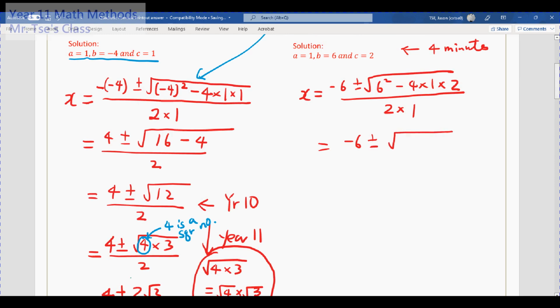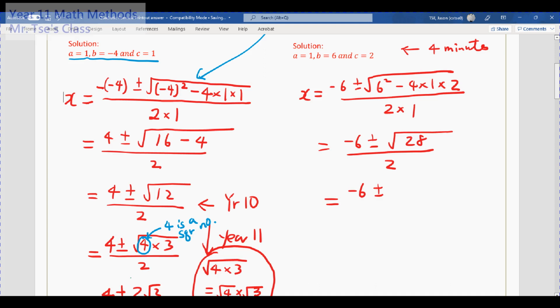Okay, so that's 36 minus 8, 28. Okay, so again, if you stopped here, that means you are still doing the things at Year 10 standard. But right now we need to go further because that's 28.